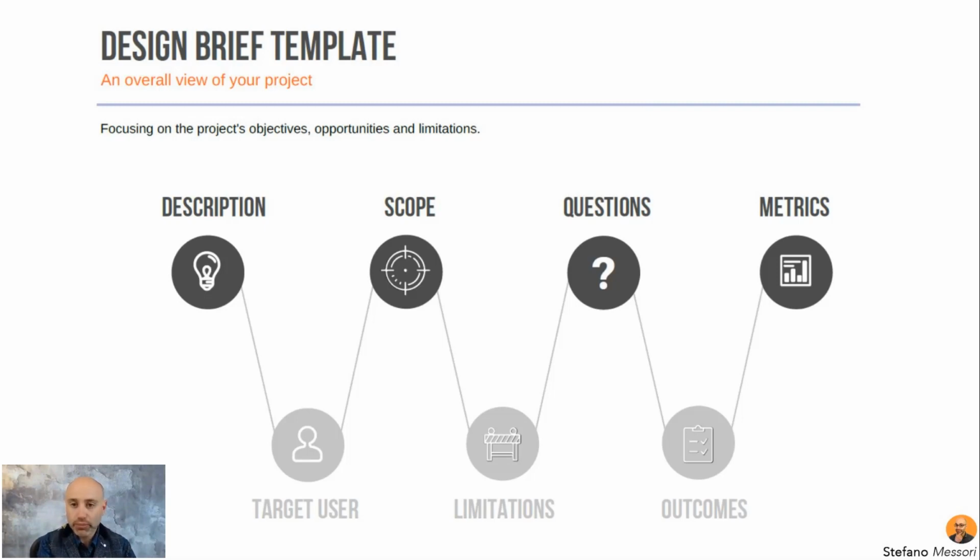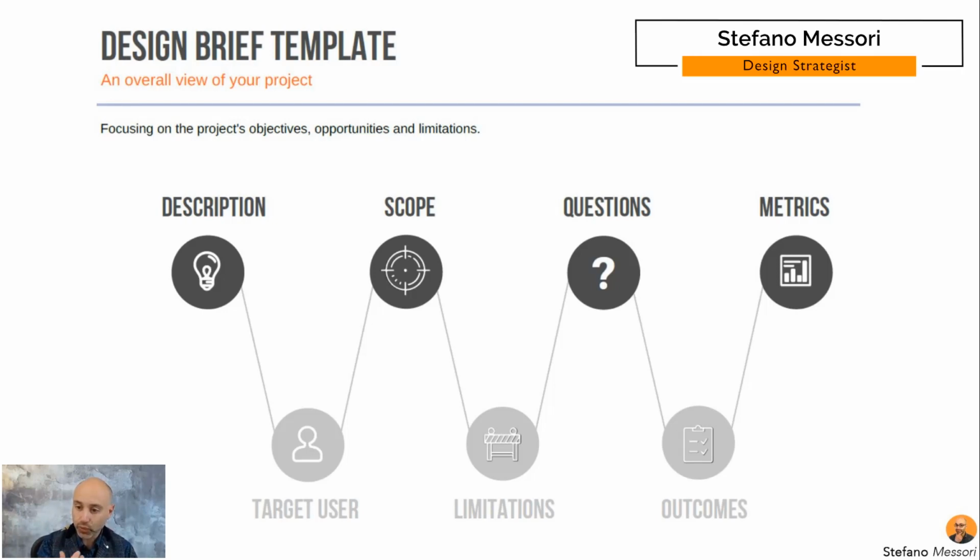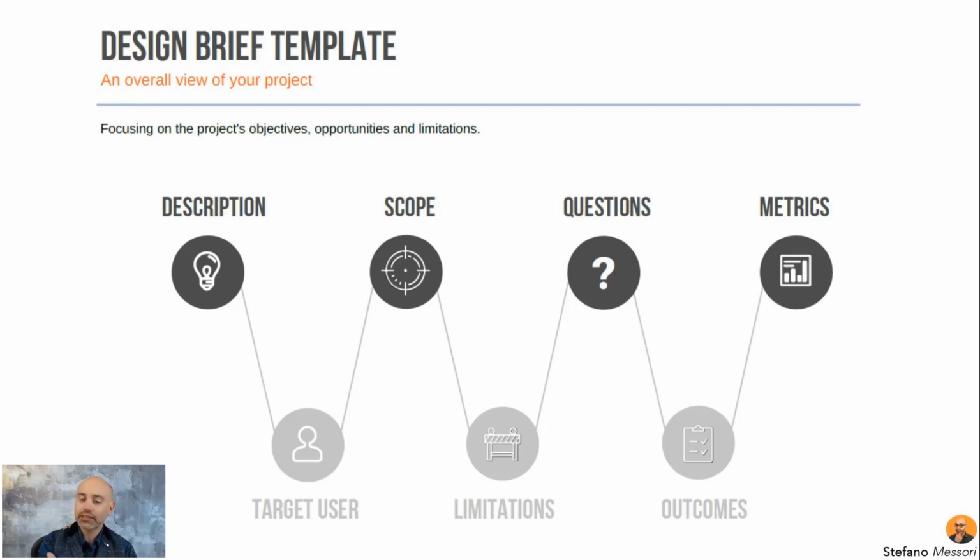You need to be very clear on the description, the user that you want to serve, the scope, the limitation, the question that you need to find an answer to, the outcomes, and the metrics. My bet is, if you propose to use design thinking within your organization and you are clear on those points, when they see that you go there with a very well-articulated brief, it's very difficult for somebody to turn you down.